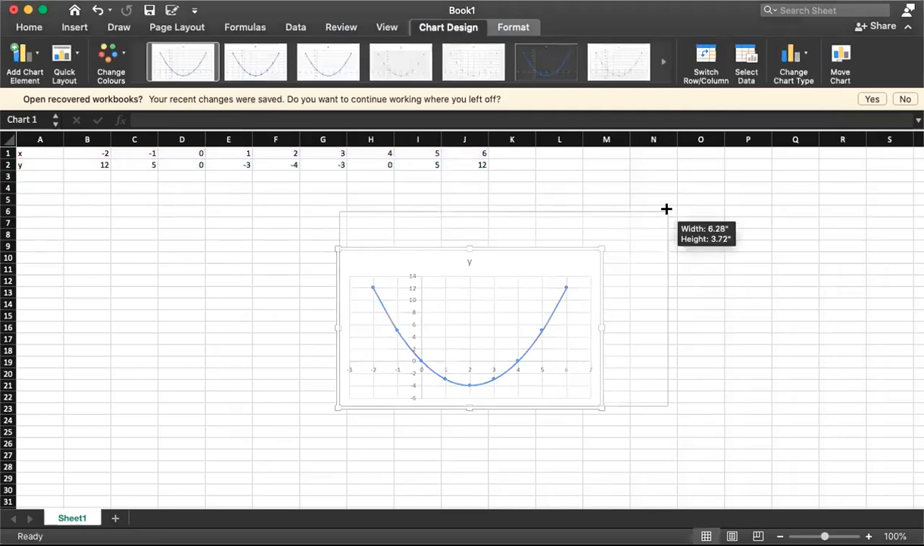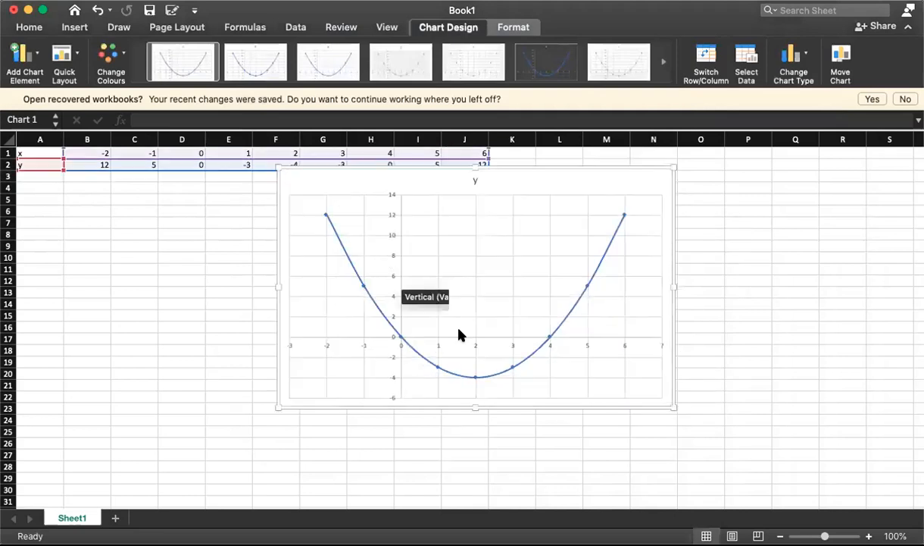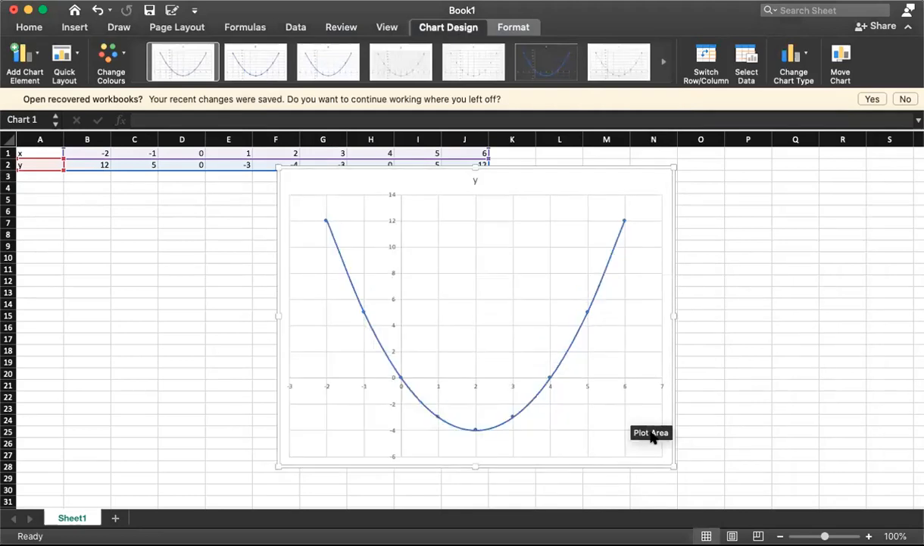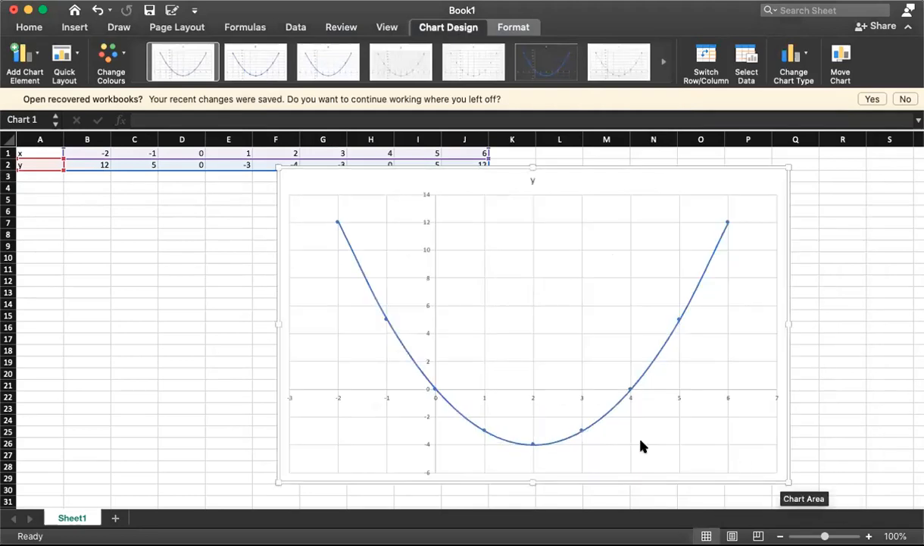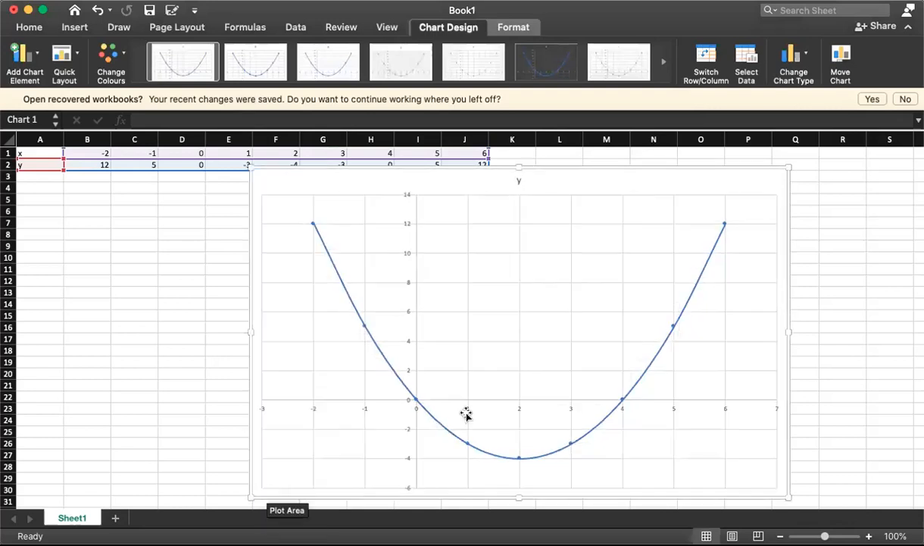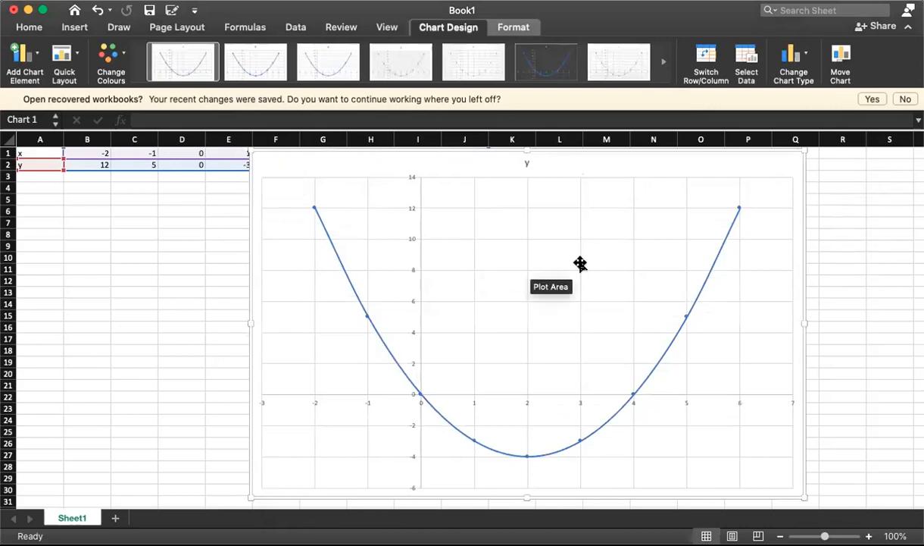Let me just expand it so that you can see. You can all see, right? Can we all see? Yes, sir. Okay. So that is the actual value.